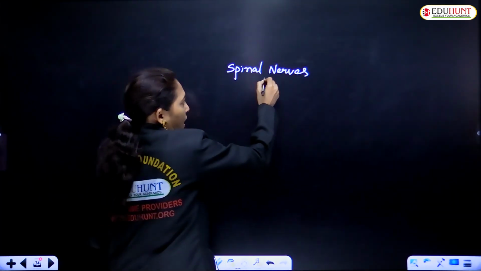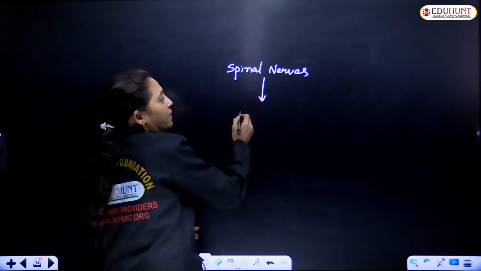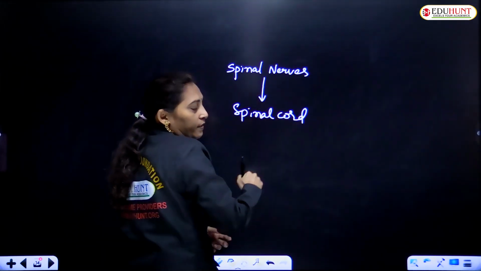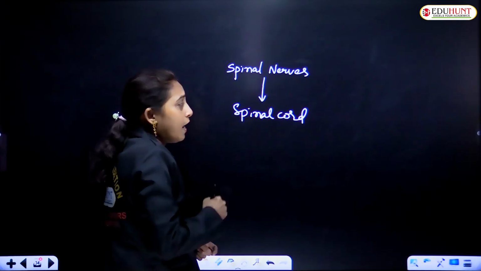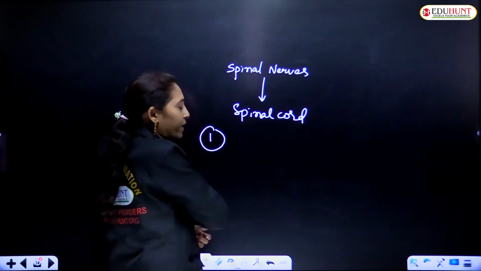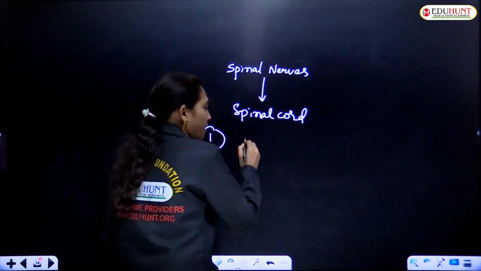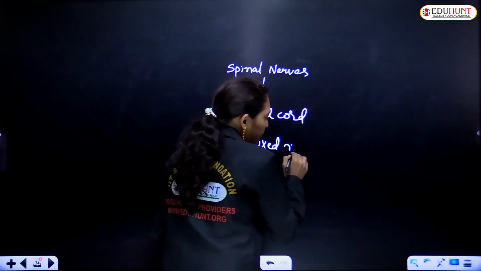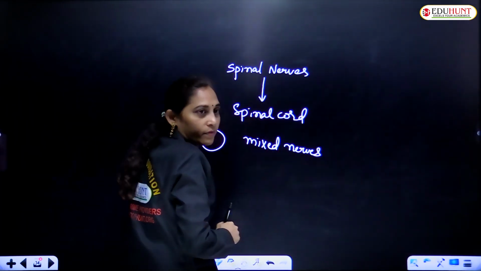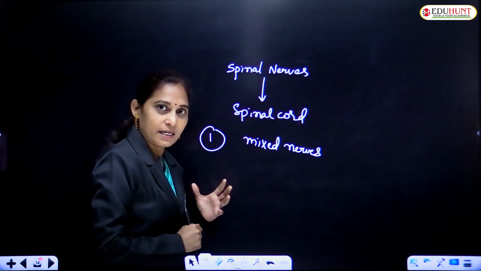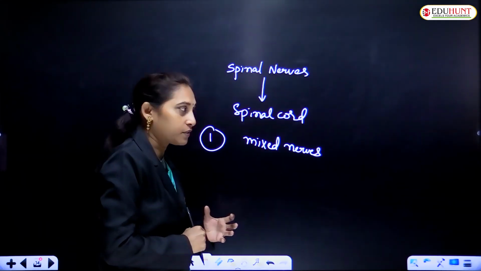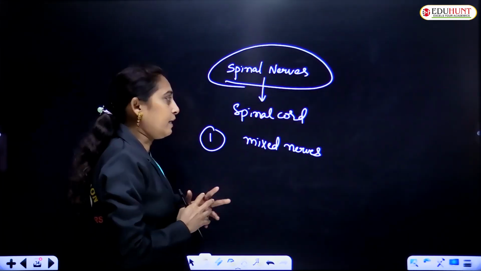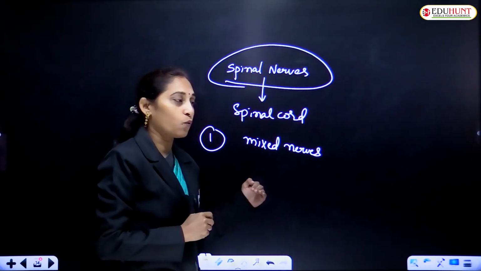Spinal nerves arise from the spinal cord and they are only of one type, that is, mixed nerves. Only one type, mixed type of nerves. Mixed type of nerves are spinal nerves, and they have two different roots.